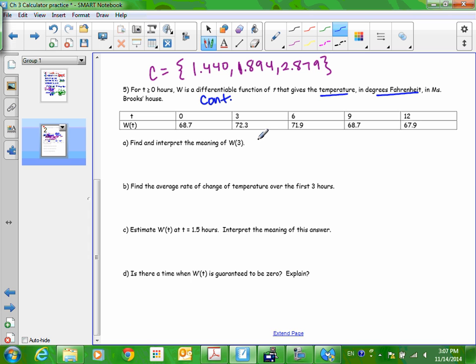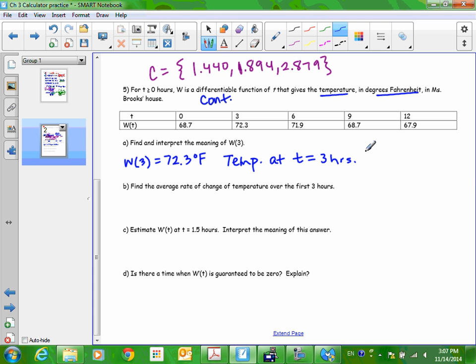The first part is something you would have done maybe in Algebra 2. The first question is a really simple question. What's W of 3? You read the table, and you find that W of 3 is 72.3 degrees Fahrenheit. And what is the meaning of it? It's the temperature at T equals 3 hours. It's not the temperature over 3 hours. This is representing one temperature at one point in time. That's important for where we're going with this next.